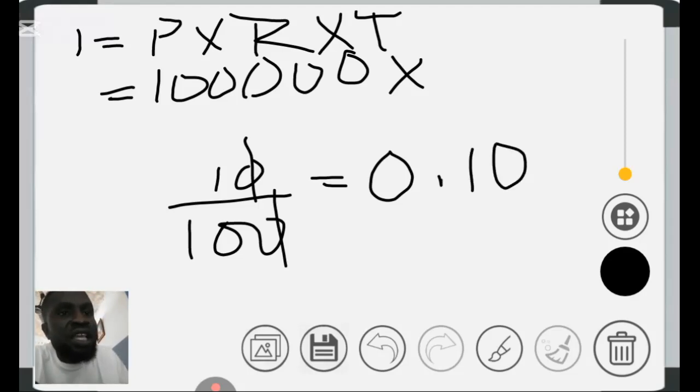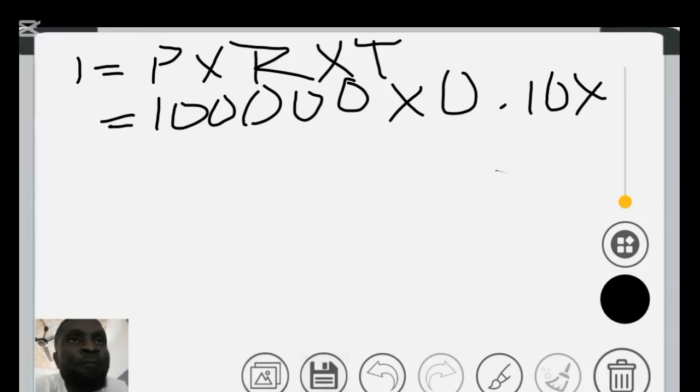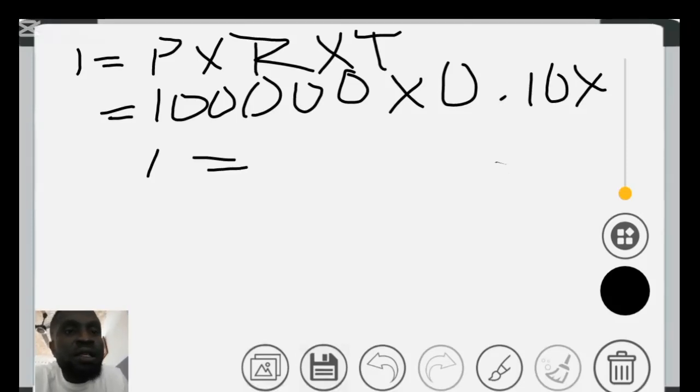So our rate here is 0.10. Then you say times, what is our time? They say 1 year. So you now multiply 100,000 times 0.10 times 1 year, which is 1. So 100,000 multiplied by 0.10 times 1 is 10,000 naira.